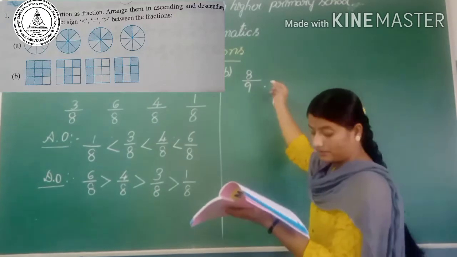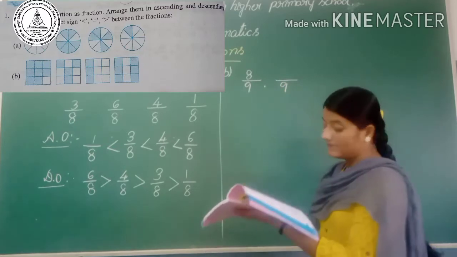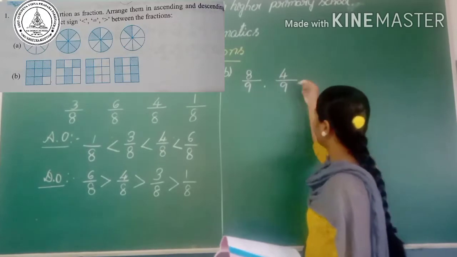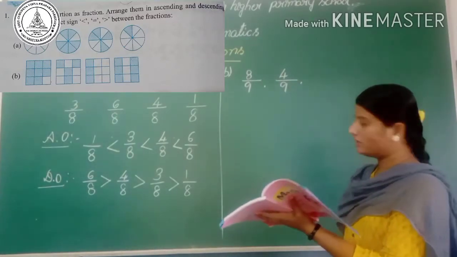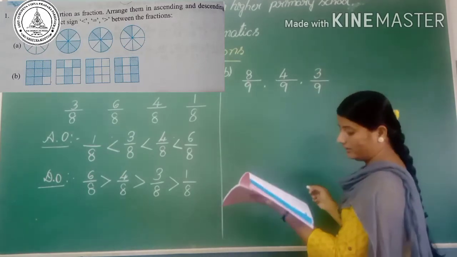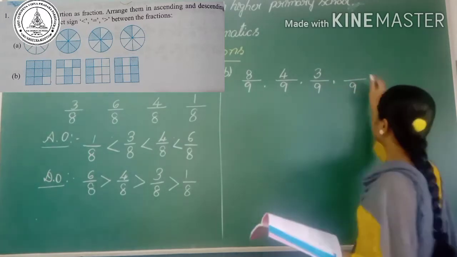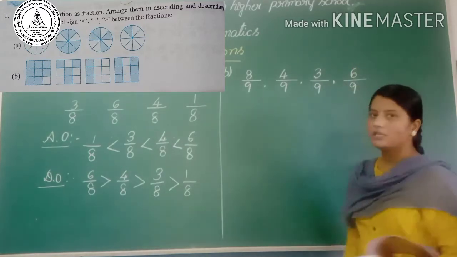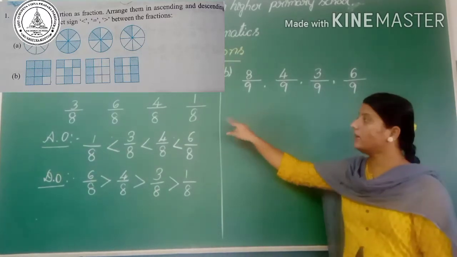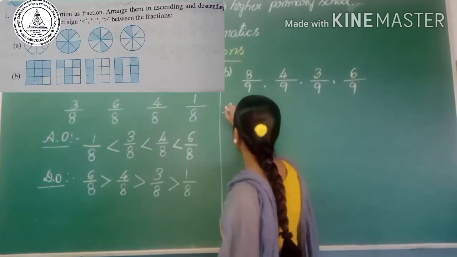Right? Then in the second figure, total number of parts in a box is 9. In that 4 parts are shaded. Right? In the third picture, total number of parts is 9. In that 3 parts are shaded. In the fourth figure, total number of parts is 9. In that 6 boxes are shaded. Right? Yes. Now we have to write these fractions in ascending order using the signs. Okay? Yes. First write your ascending order.